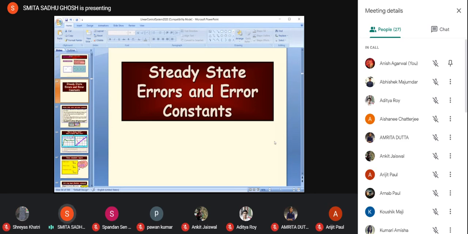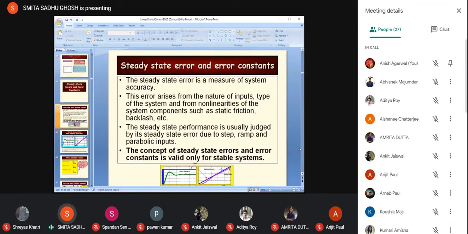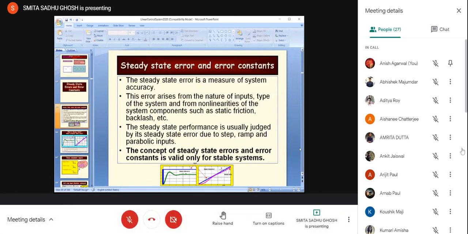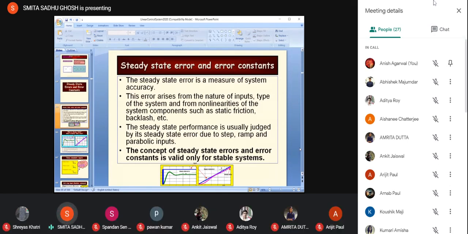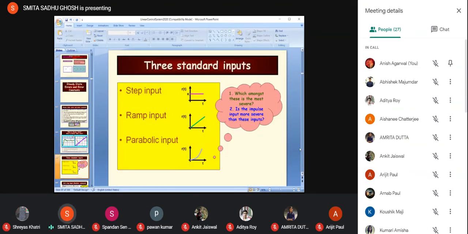So right now, after the introduction, we are going to start with the next thing which we have in our course, that is the study of steady state errors and error constants. But before going to that, we are going to study the different inputs which are applied to systems in order to see the steady state errors and study them. I'll just go to the description of the inputs first, and come back to those slides in a moment.